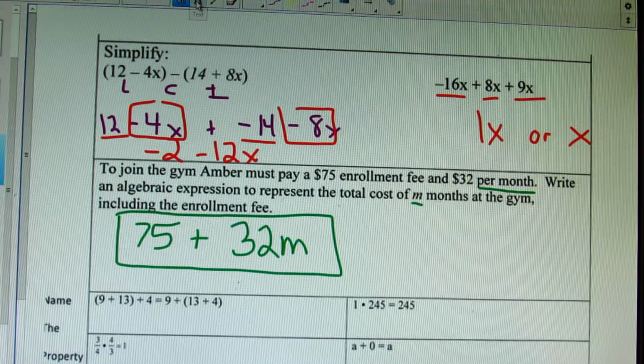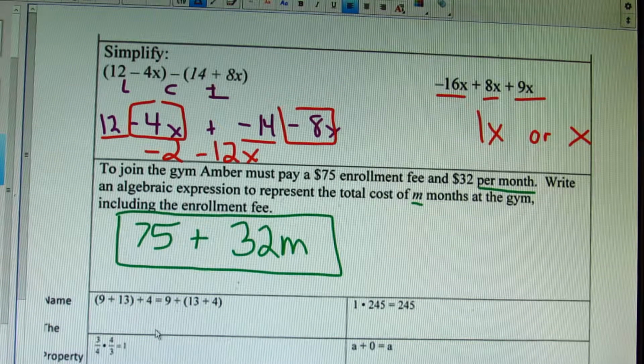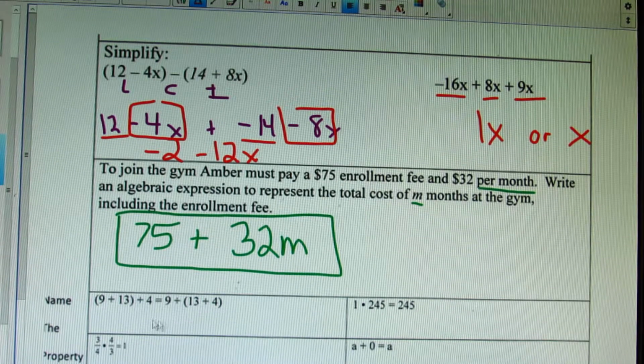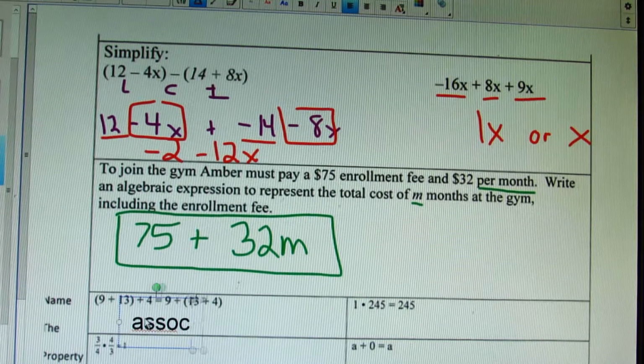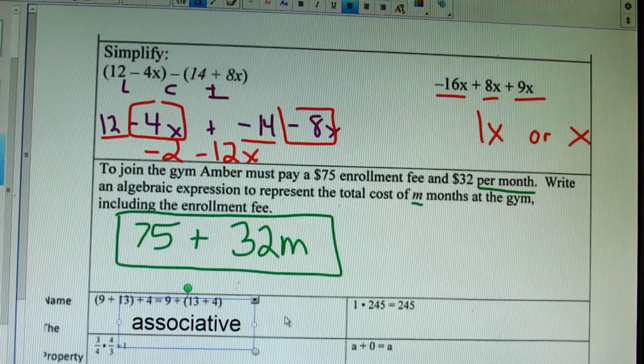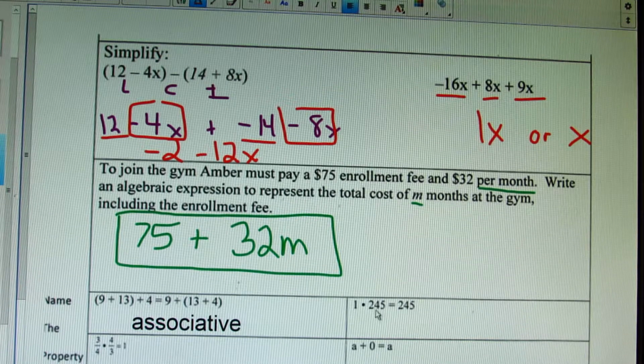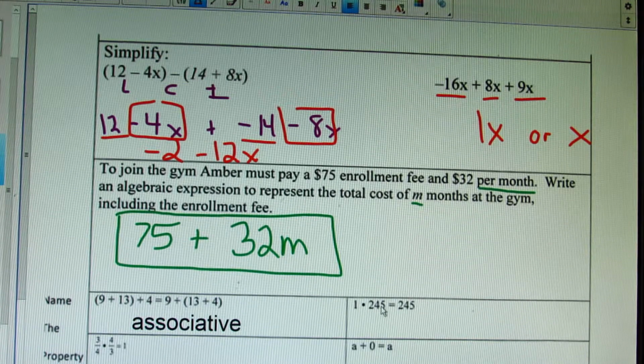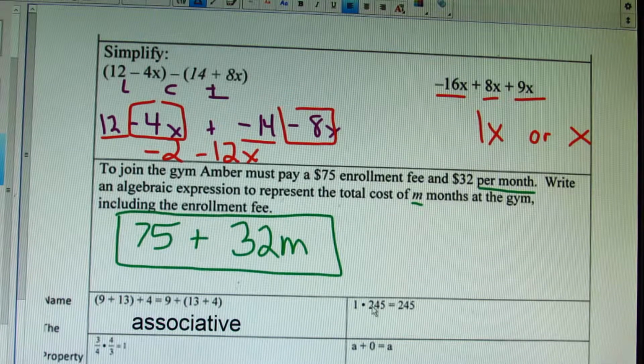All right, final questions at the bottom. Name the property. Because there are 3 terms here and they are in the same order, that's the associative property. They are associating with different numbers each time. This one, 1 times 245 is 245. Well, the number didn't change. All I did was multiply it by 1.